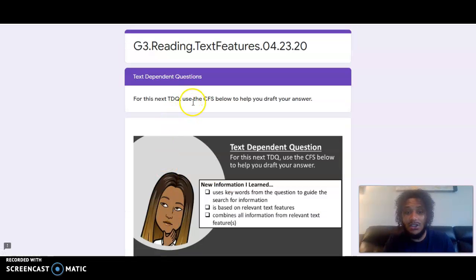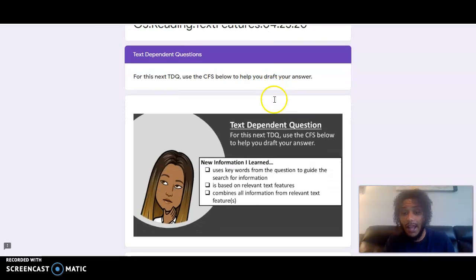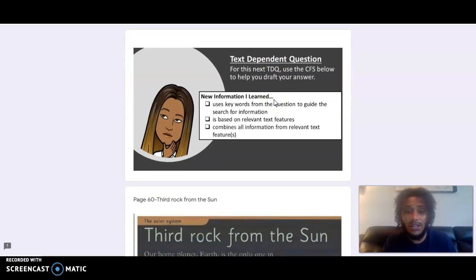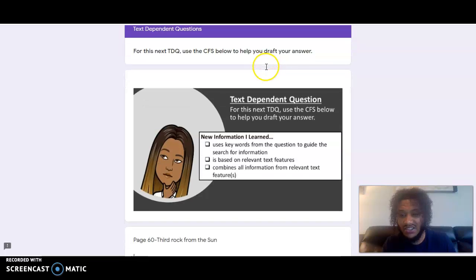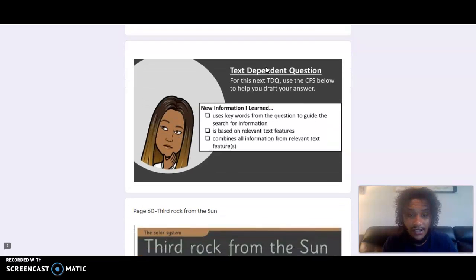For this next TDQ, use the CFS below to help you draft your answer. Text-dependent question. For this next TDQ, use the CFS below to help you draft your answer. That's what this just said up here. It's just restating the directions.